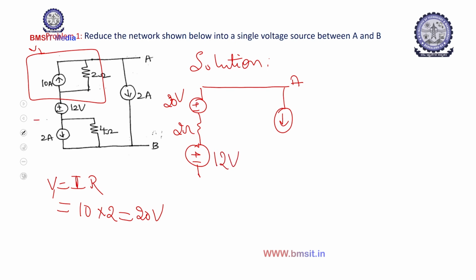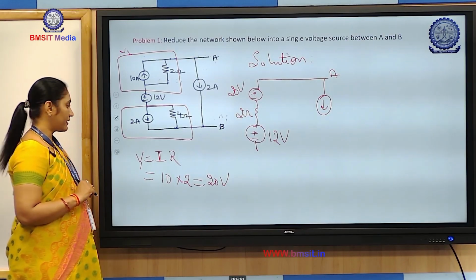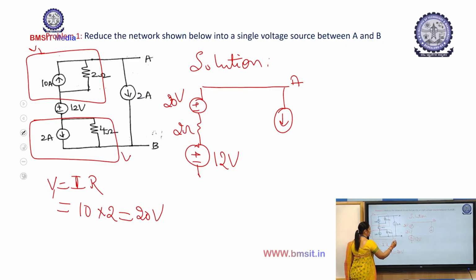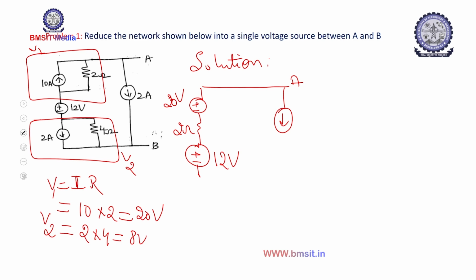Again, we will transform this current source into a voltage source. So let us consider this voltage source as V2. V2 will be equal to, what is I? It is 2 amps. What is the resistance? It is 4. So it will be 8 volts. And what is the direction of this voltage source?